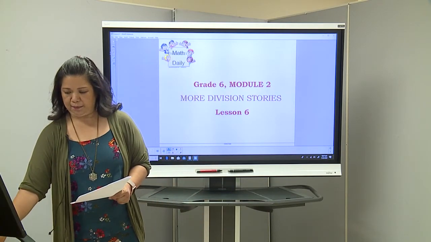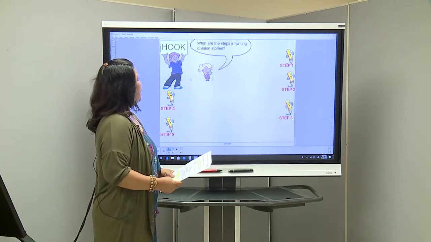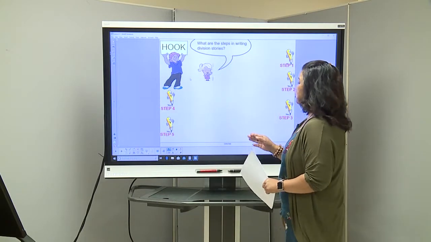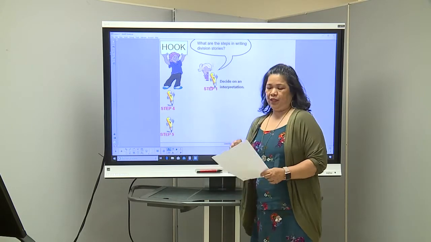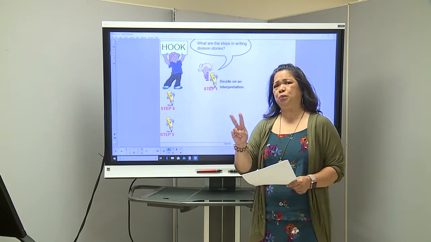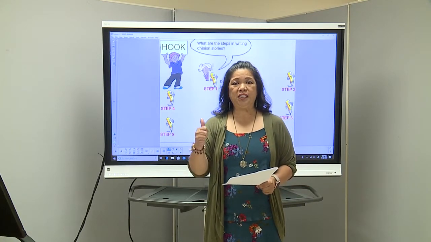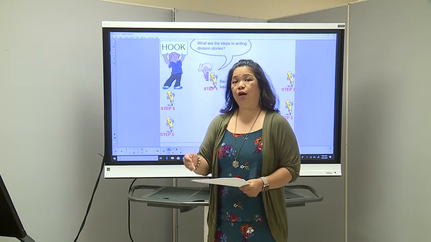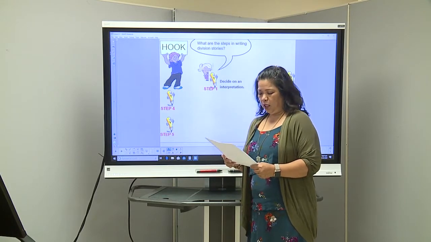So let's begin. Okay, what are the steps in writing division stories? We did this in Lesson 5. We're going to use this again for Lesson 6. Step 1, decide on an interpretation. There are two interpretations, remember? What are those? Yes, partitive division and measurement division. Now for this lesson, we are going to use the first one, partitive division.